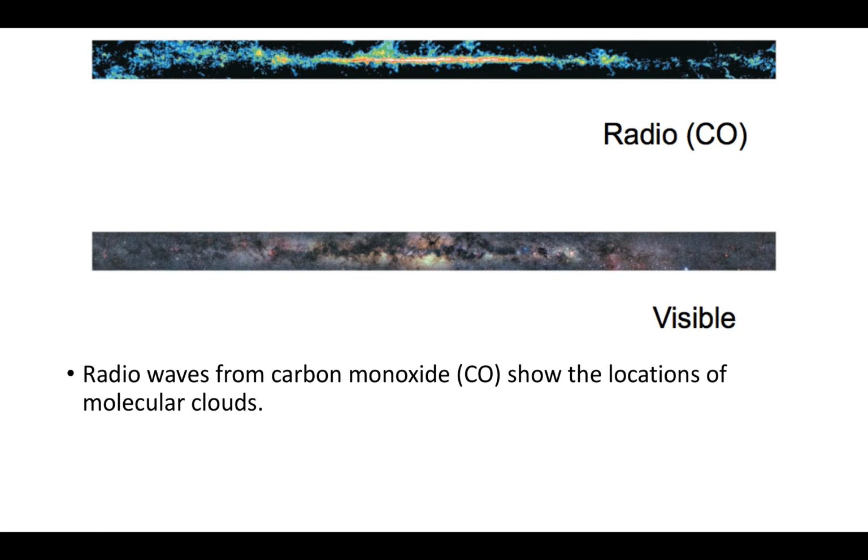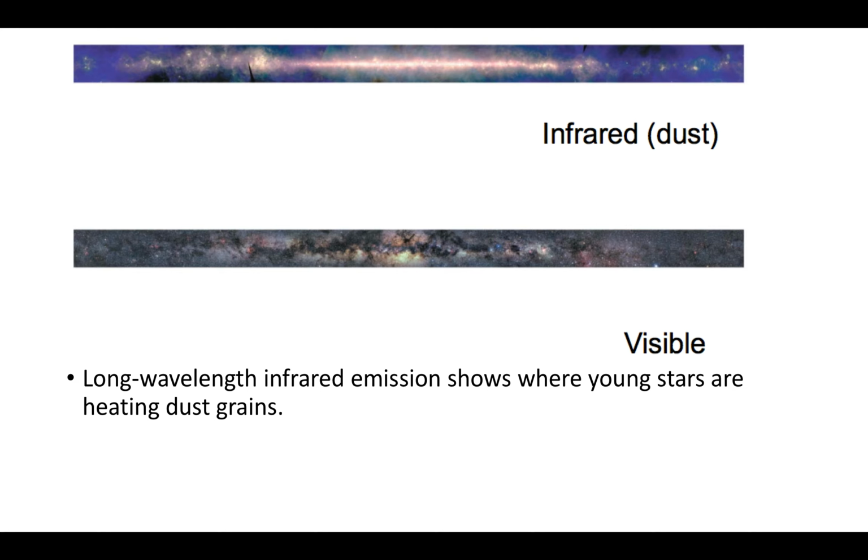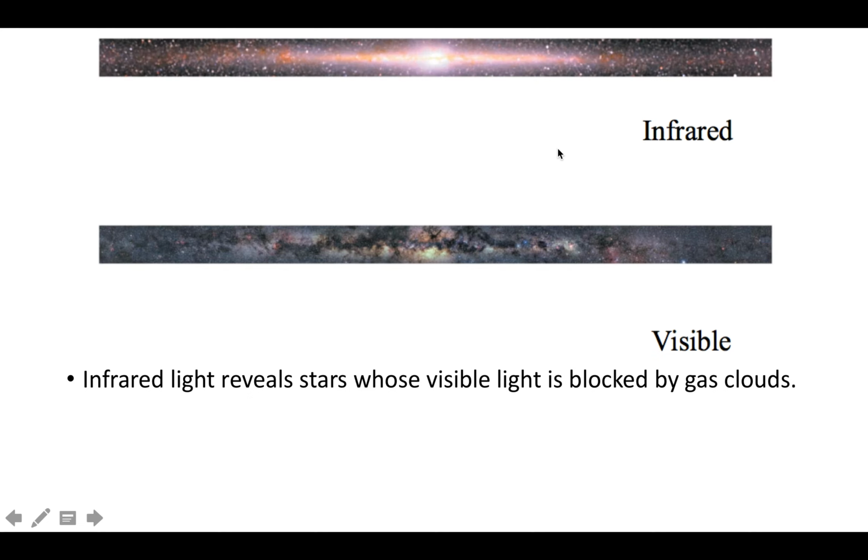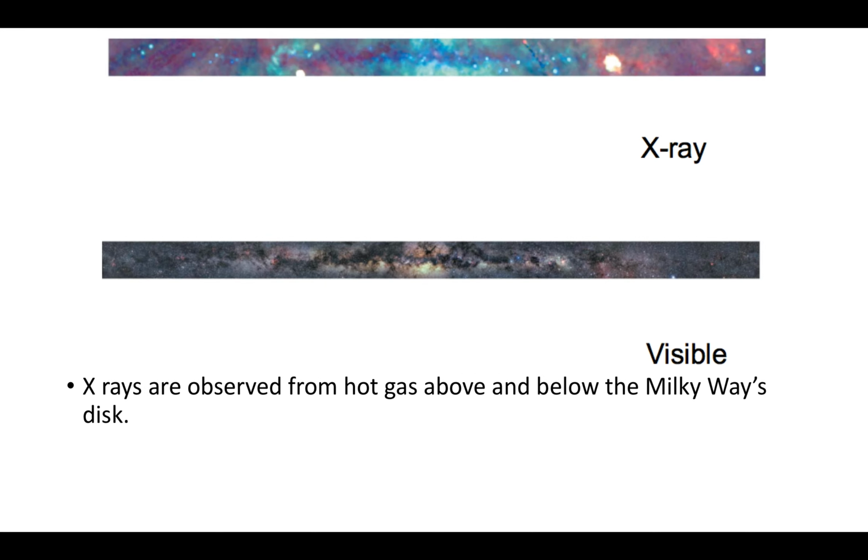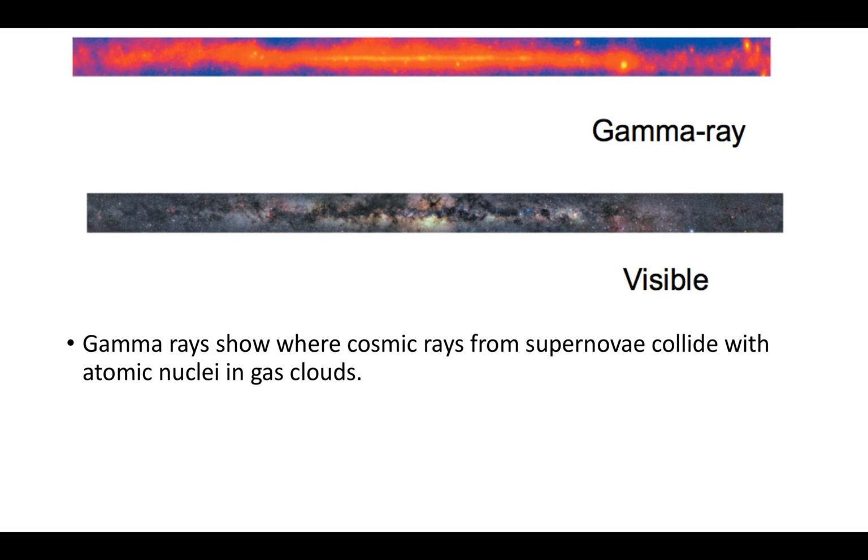Here we're looking at carbon monoxide, showing the locations of different molecular clouds. Up here we're showing infrared emission, and where young stars are heating. Again, some more infrared that's being blocked by gas clouds. We have X-rays, observing from hot gases being emitted, possibly from supernovas, as well as gamma rays.